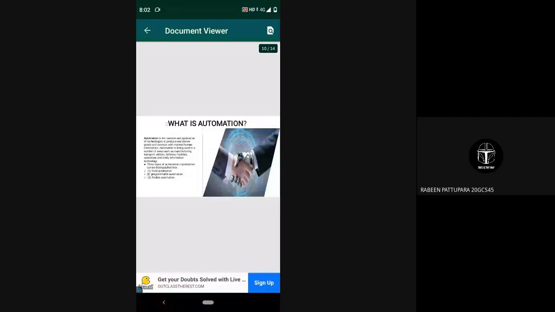And there are three types of automation. The first one is fixed automation. So what is fixed automation? Fixed automation is the type of automation in which they are configured to do a single task, no matter what it is programmed to.